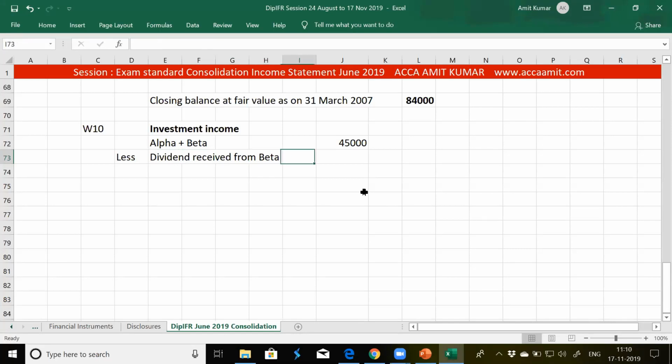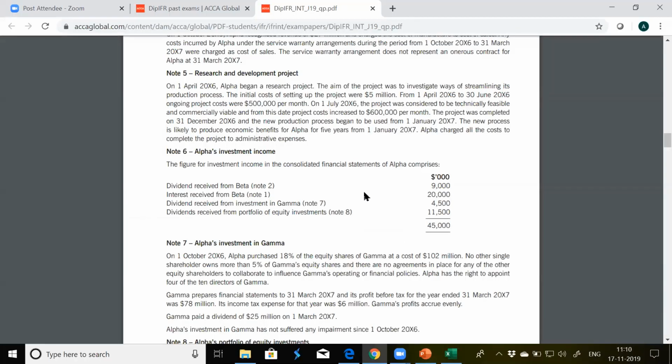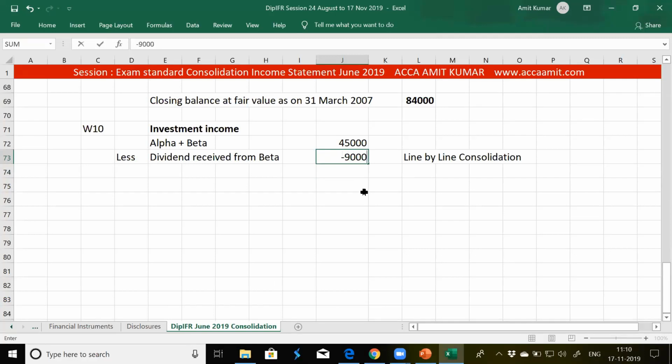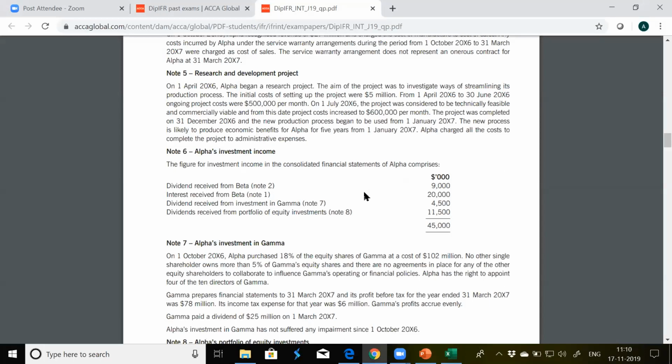Because we are going to do line by line consolidation. The reason we do line by line consolidation is so it automatically forms part of it. We'll be removing this 20,000. Dividend is 9,000. We'll also be removing interest received from Beta because that is an intra-group transaction, and expense of one entity and income of one entity get cancelled on consolidation. So we remove this 20,000 as well. Minus 20,000.